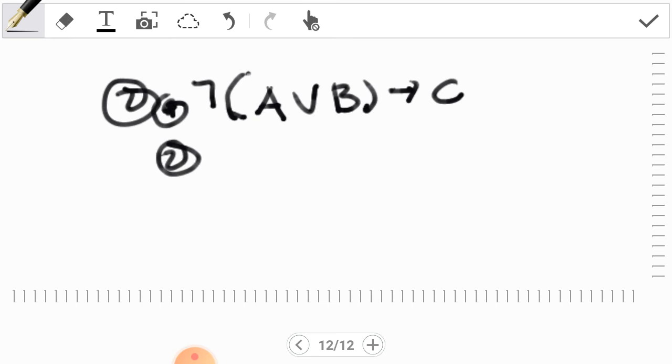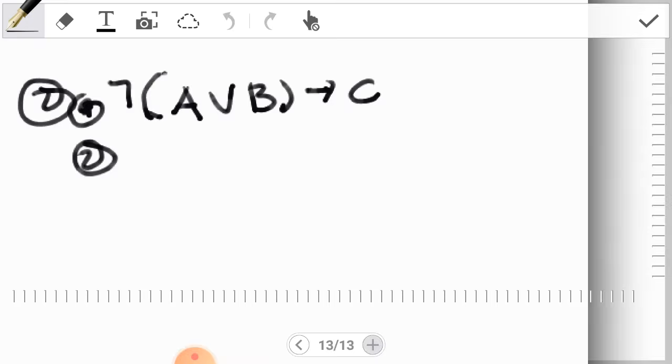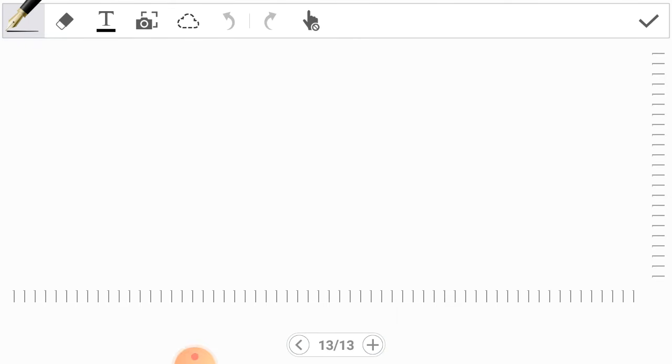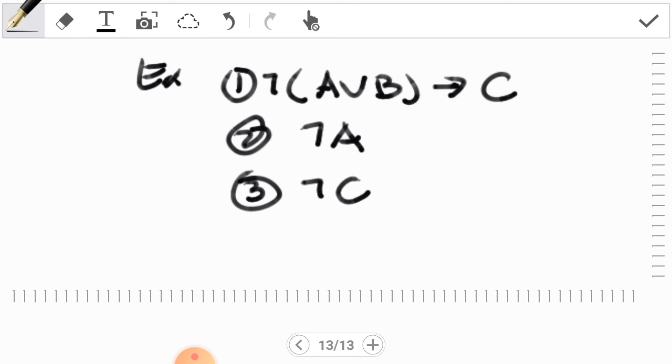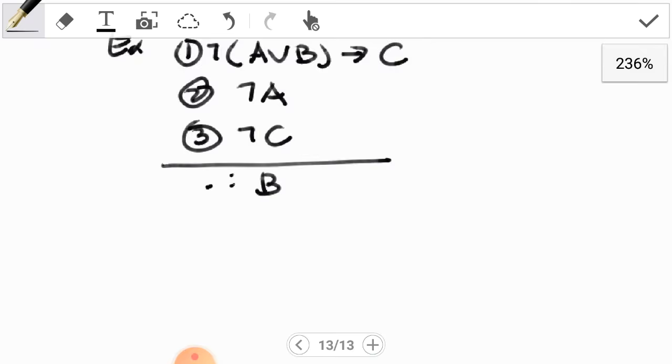And then premise number 2. Let me just clear the screen first. Let me change that. So next example. Let me just fix the labelings. We have premise number 1, not A or B implies C. And then second premise, not A. Third premise, not C. Conclusion, therefore B. So there you have it.